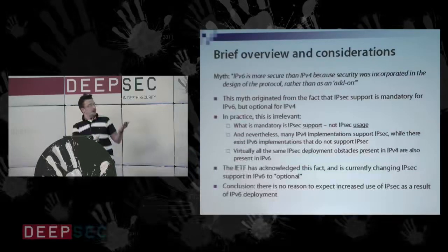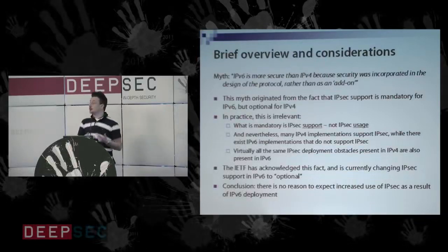So in summary, it's really not true that V6 is more secure than before. And it's also not true that we are going to have increased use of IPsec just because of IPv6 deployment, even when many people argue about this.